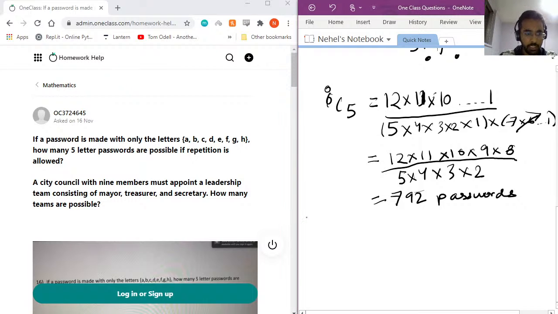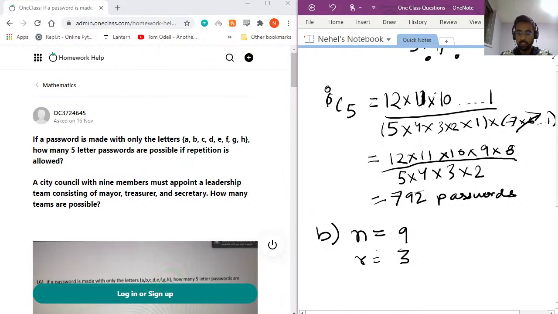So the second question goes, a city council with 9 members must appoint a leadership team consisting of mayor, treasurer, and secretary. How many teams are possible? If you notice carefully, there are 3 positions which we need to fill: a mayor, a treasurer, and a secretary. So right off the bat, we know our n, which is the total number of choices we have, is 9, since we have 9 city council members, and we have to fill 3 positions, so our r becomes 3.